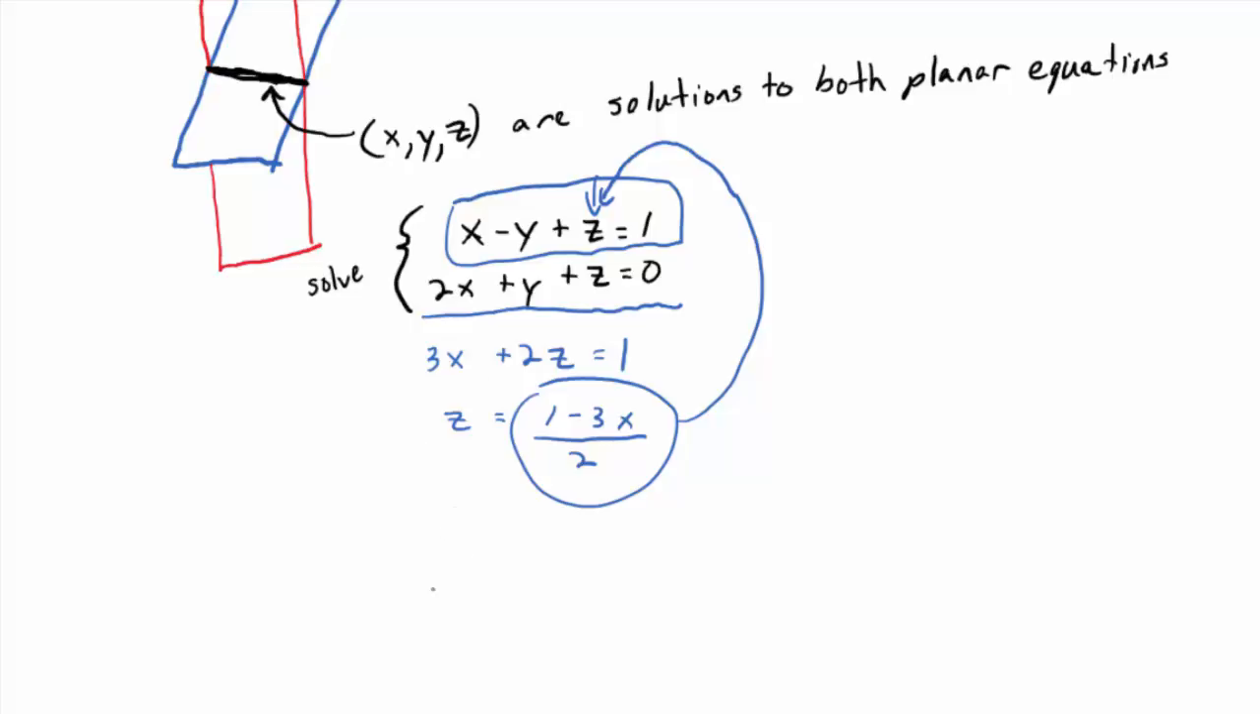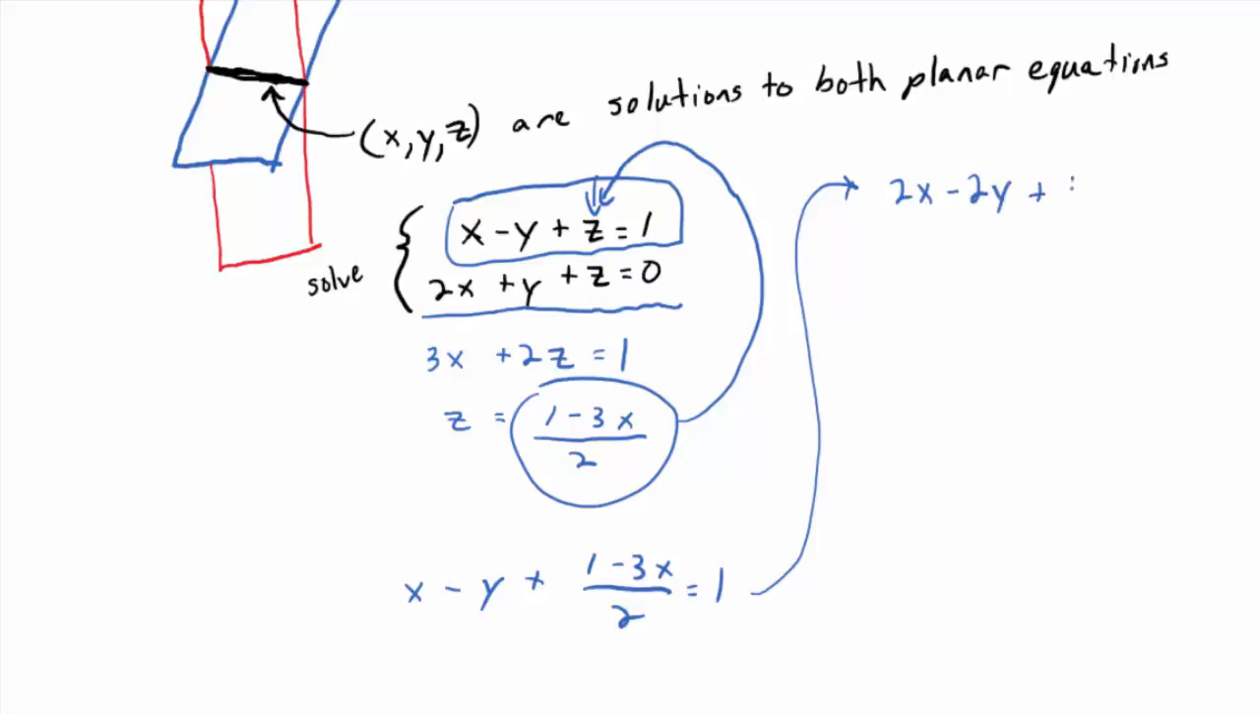So, okay, if we do that, we get x minus y plus z, but that's (1 minus 3x) over 2, equals 1. All right, let's clear up that denominator of 2. What could I multiply through by? 2. So I get 2x, help me out here, plus the numerator equals 2. Good. All right, so combine like terms: 2x minus 3x, negative x, minus 2y, plus 1 equals 2.